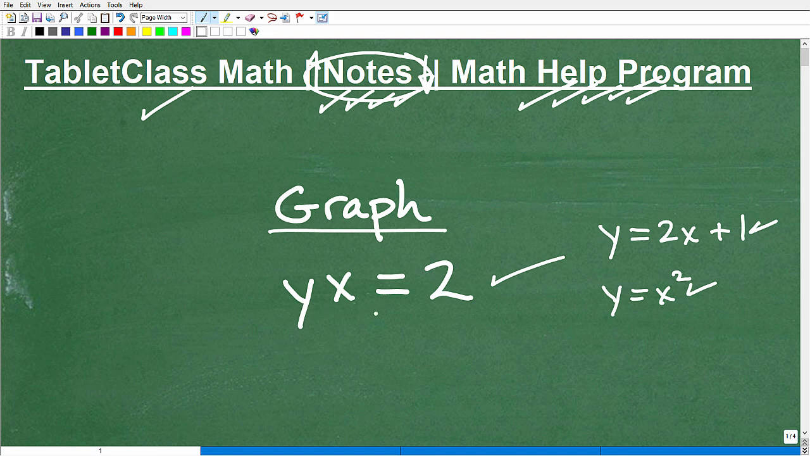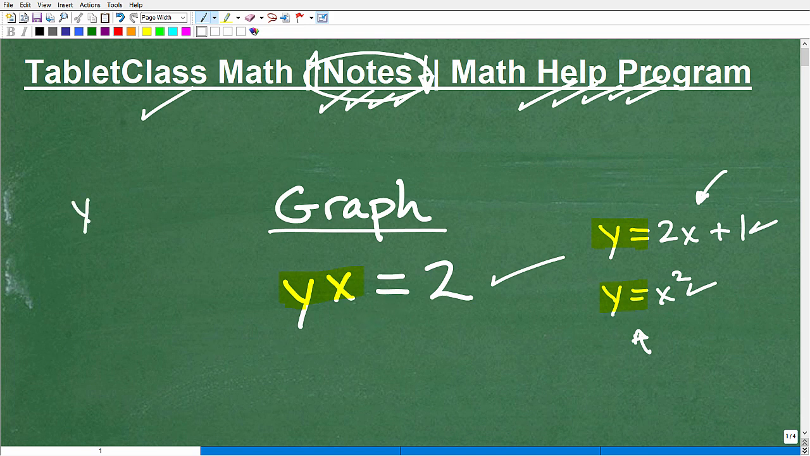So we have yx is equal to 2. What are we dealing with here? Well, if you look at these equations, this is a linear equation, and this is a quadratic equation. If you notice, we have y equals, y equals. But here we have yx is equal to a number. Can we make this look a little different? We absolutely can. We can just solve for y.